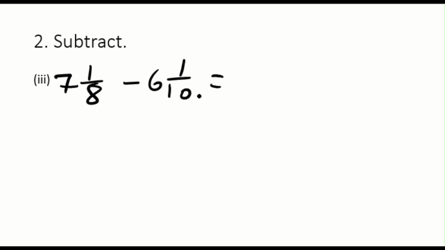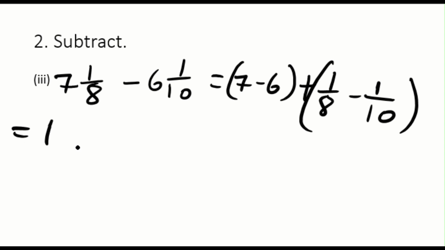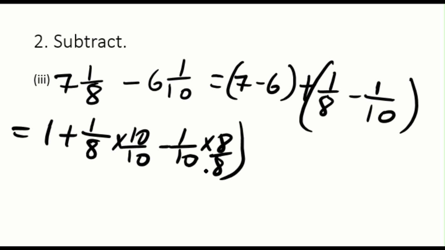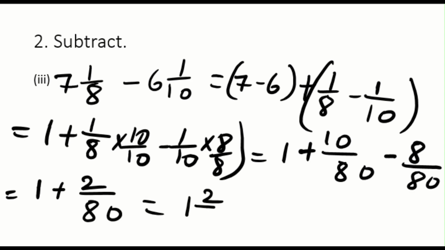Okay. Now next is 7 1 upon 8 minus 6 1 upon 10. So let's do it by first method only. 7 minus 6 plus 1 upon 8 minus 1 upon 10. So 7 minus 6 is 1 plus. Now we have to make this as like fraction. To make it like fraction, I'm going to multiply both the sides. So I'll get the answer 1 plus 10 upon 80 minus 8 upon 80, which is then equal to 1 plus 2 upon 80, that is 1 2 upon 80, or we can write it as 1 1 upon 40 by further simplifying it. Okay.